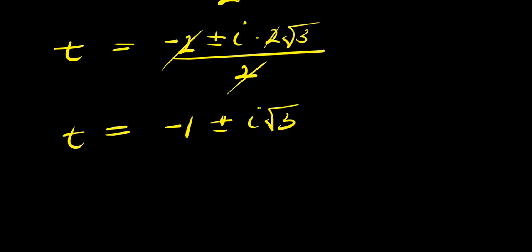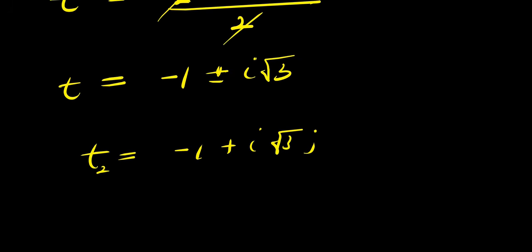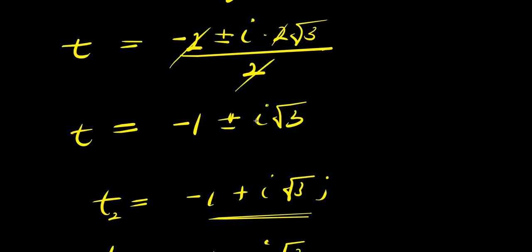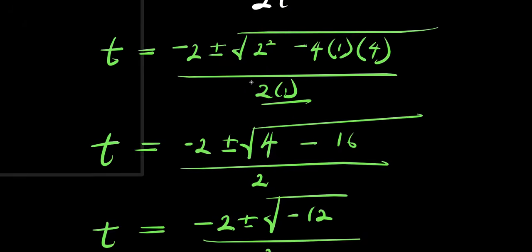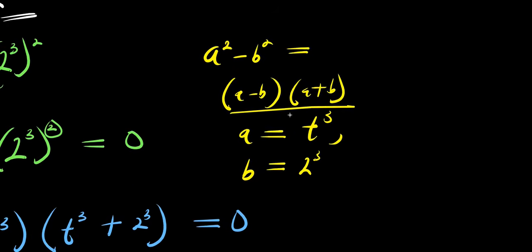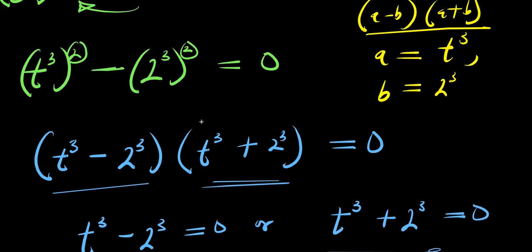So I have two complex solutions now. t equals -1 plus i root 3, this is my t2. I also have t3 equals -1 minus i times root 3. This and this are the two complex solutions and one real solution. Now let's get back to this particular equation.